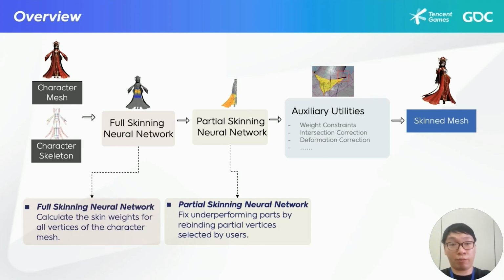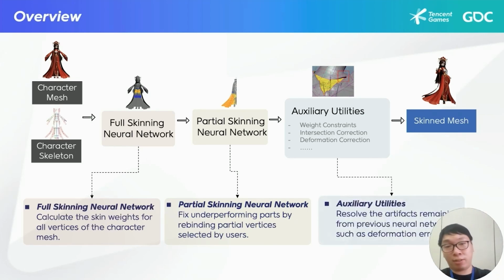Despite the strength of these neural networks, corner cases such as intersection errors can still occur. So in the third step, we included many auxiliary utilities, such as geometrical processing tools to resolve these corner cases. Based on this framework, our approach can perform well in most situations. Now let's dig into it.